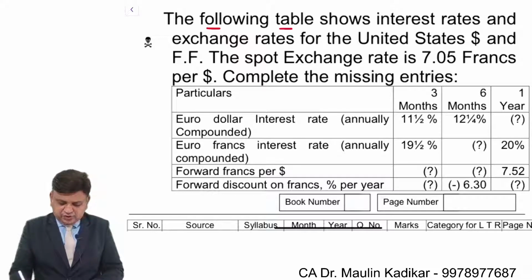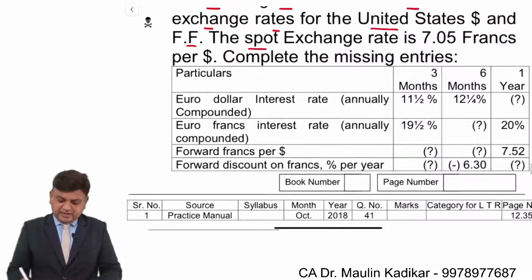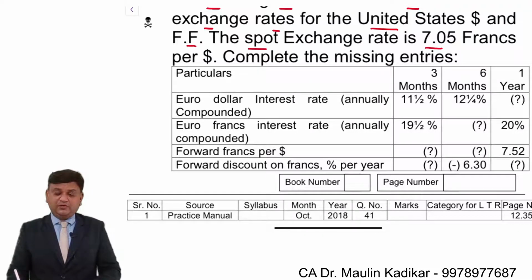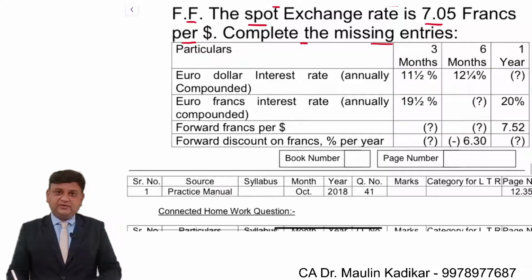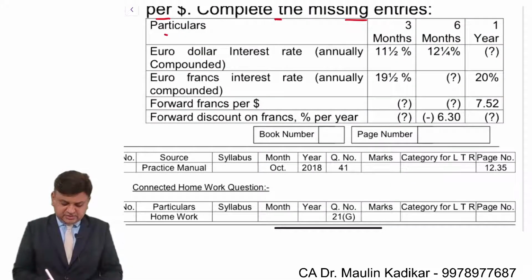The following table shows the interest rates and exchange rates for the United States dollar and French franc. The spot rate is 7.05 French franc per dollar. Complete the missing entries. So column number 1 is the particulars.